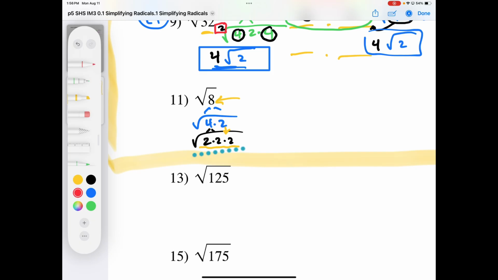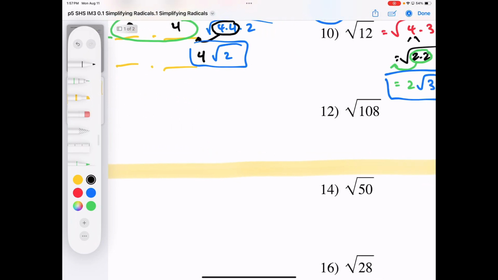Ethan, do you see any pairs there? How many am I going to circle? 2. Ethan, where does that go? And what goes on the inside? Raise your hand if you got 2 radical 2. Good. All right, let's try a harder one now.